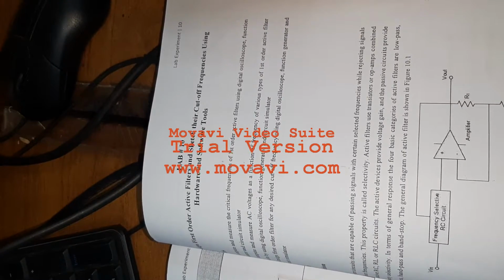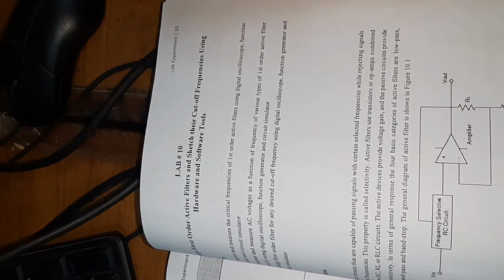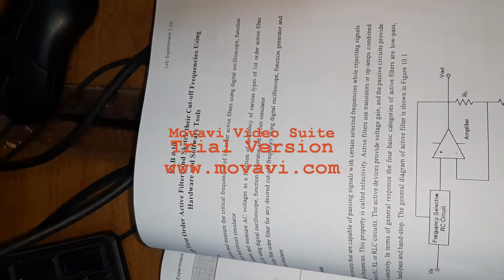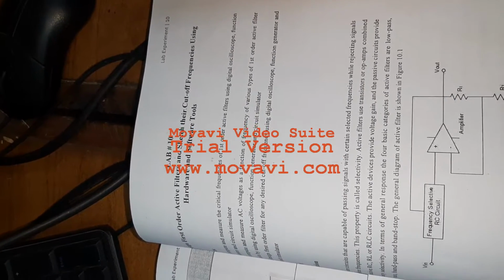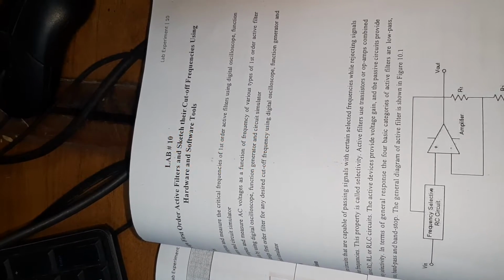Active filters have some specific gain and also perform the filtering. Transistors and op-amps are used for the active filter configuration. Passive filters have no specific gain, they have unity gain and they just perform the filtering. The filters that only consist of RC, RL or RLC components are the passive filters.